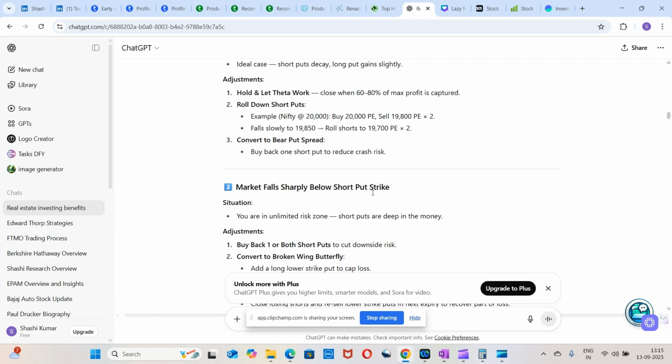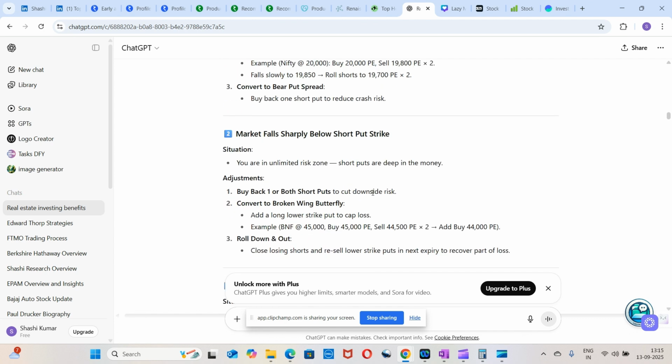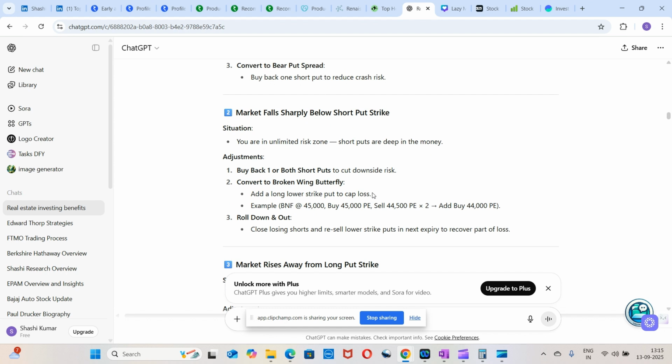So next case is the market falls sharply below the short put strike. Okay, so you are in the unlimited risk zone now, and your short puts are deep in the money. So what you do is you buy back one or both short puts to cut down the downside risk, because those are broken already. Or convert this to a broken wing butterfly, so add one long lower strike put to cap loss.